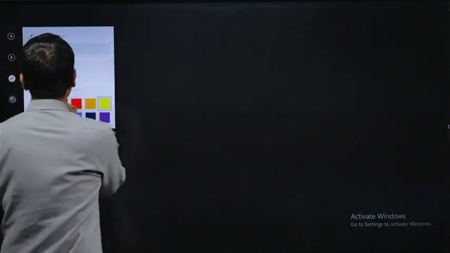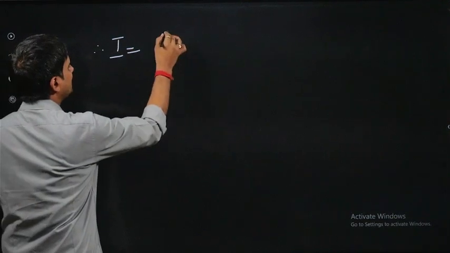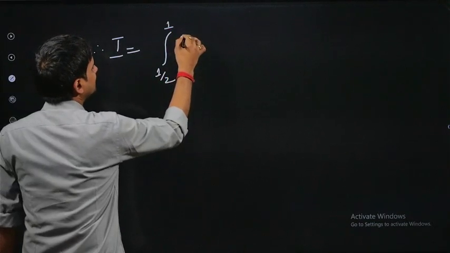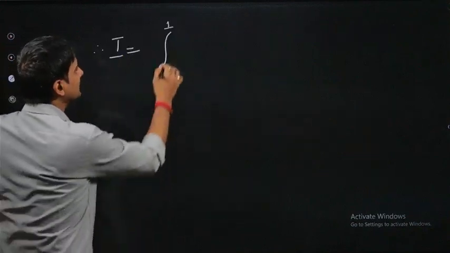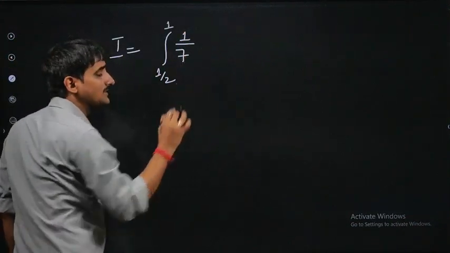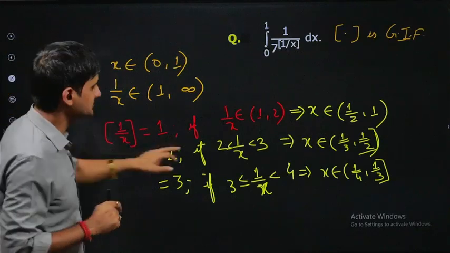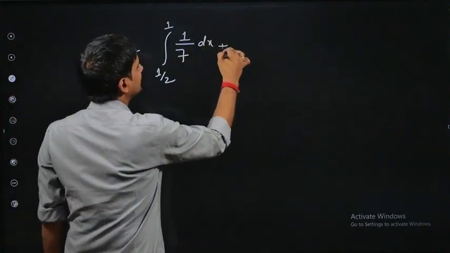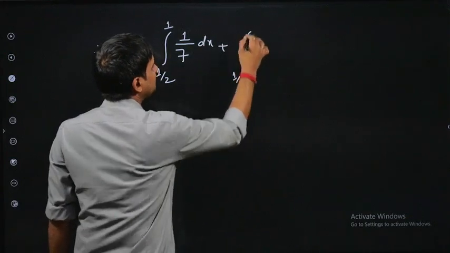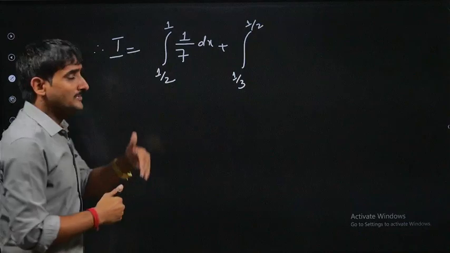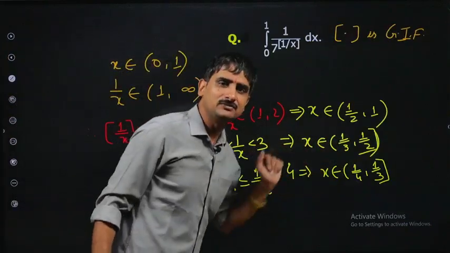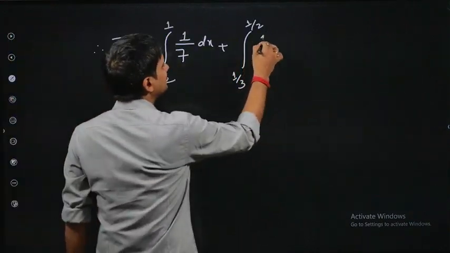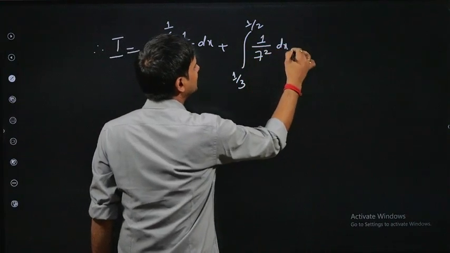So I will write my integral as half to 1 to start with, and this is 1 by 7 raised to the power box of 1 by x, and box of 1 by x is going to be 1 here. So it's just 1 by 7 dx. Then I will go from 1 by 3 to 1 by 2. So x is between 1 by 3 to 1 by 2. Box of 1 by x is 2 there. So this is integral of 1 by 7 square dx.